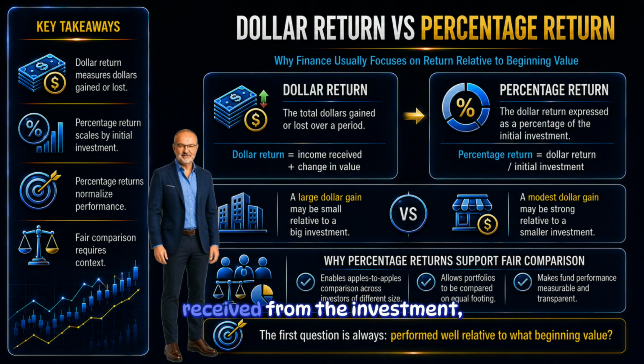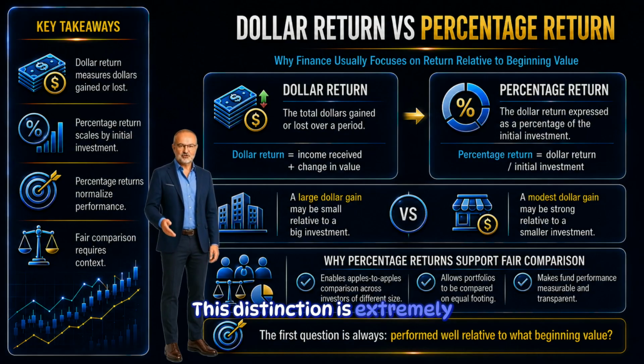It looks at cash received from the investment plus any change in the value of the asset. If the asset pays income, that income matters. If the asset rises or falls in price, that change matters too. Percentage return answers a different question. How large was the gain or loss relative to the initial investment?